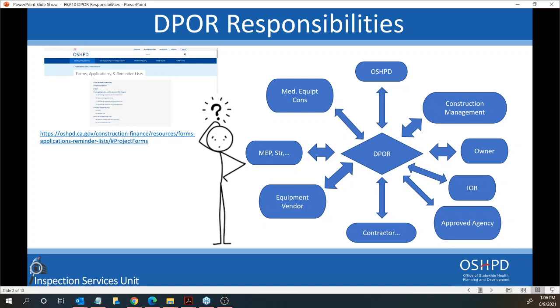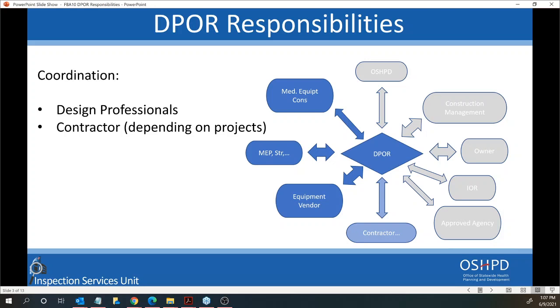You also notice that there are a lot of folks, as Monica said, around that center diamond, and that each person in that circle has certain duties and responsibilities. The DPOR at the center, and also the alternates and the delegates, are the only entities that can give direction to the field.